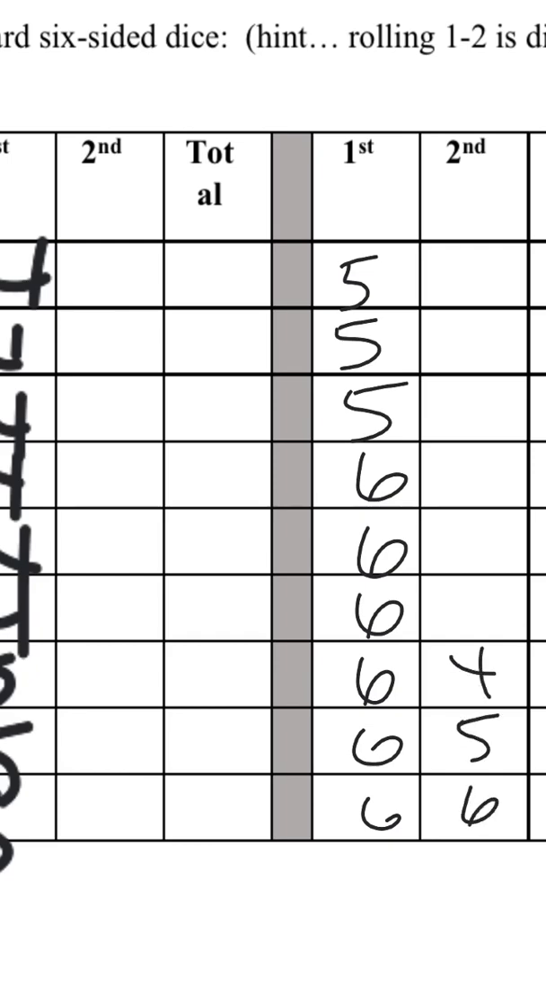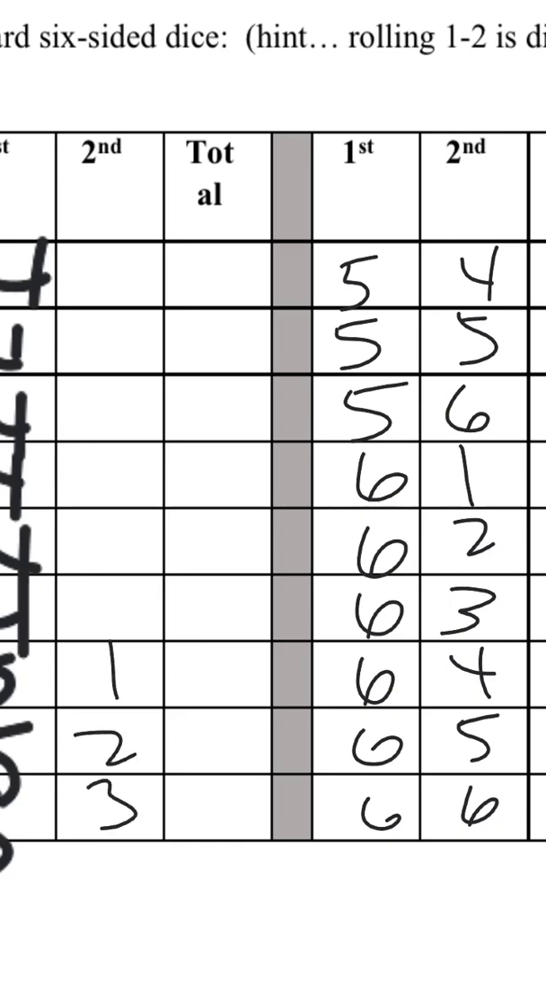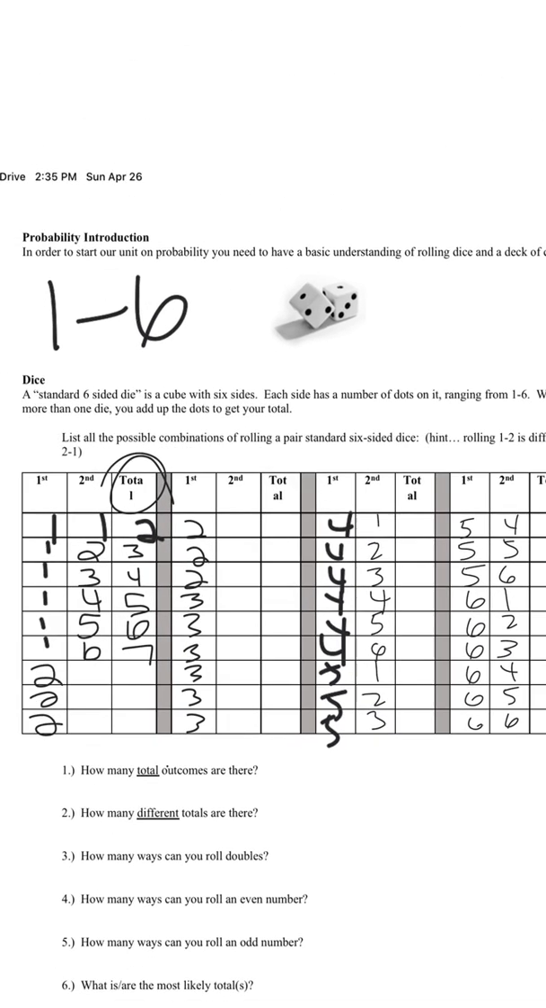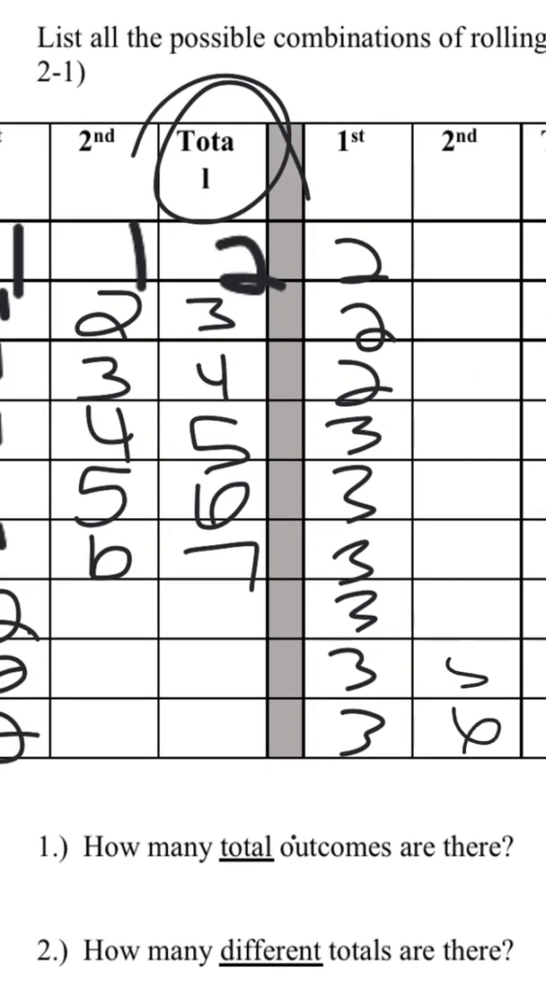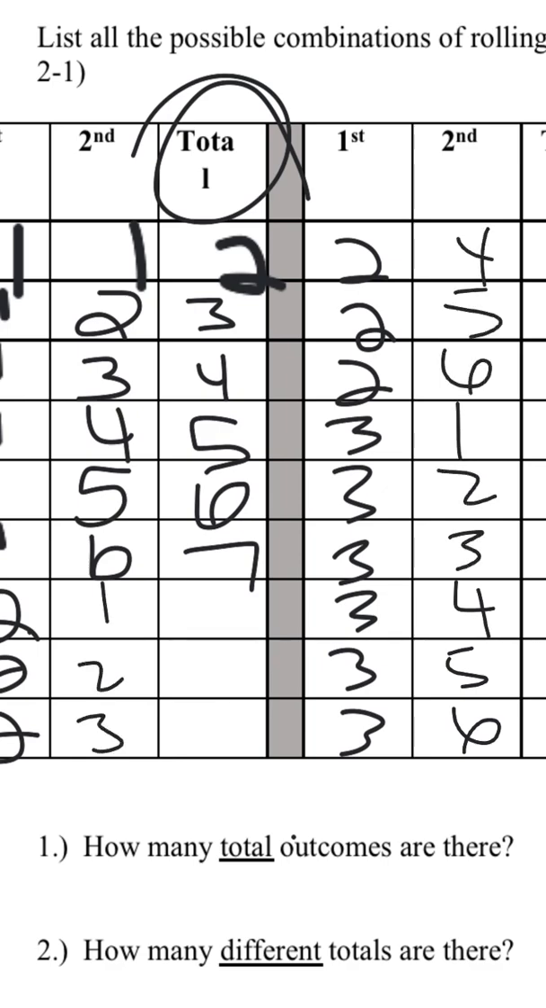6, 5, 4, 3, 2, 1. This is the easiest way to find all the combinations. 5, 6, 5, 4, 3, 2, 1. 4, 6, 4, 5, 4, 4, 4, 3, 4, 2, 4, 1. 3, 6, 5, 4, 3, 2, 1. 6, 5, 4, 3, 2, 1.